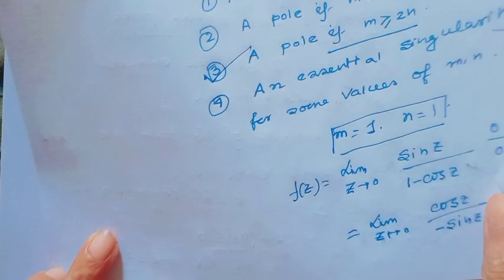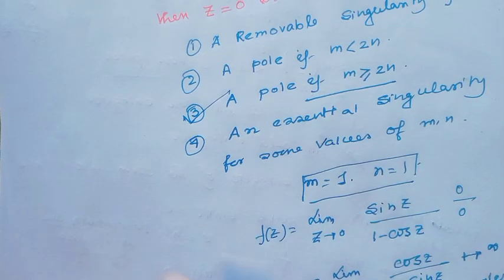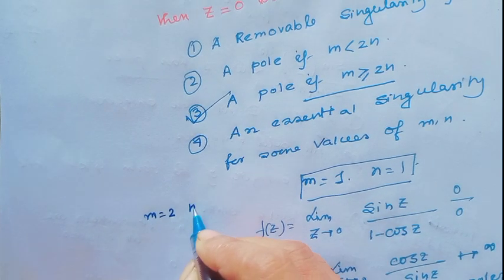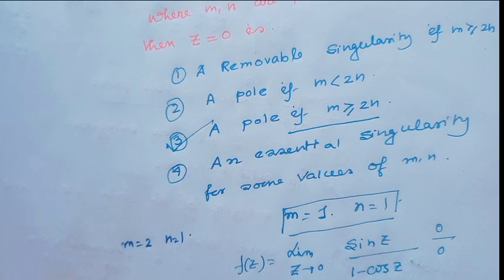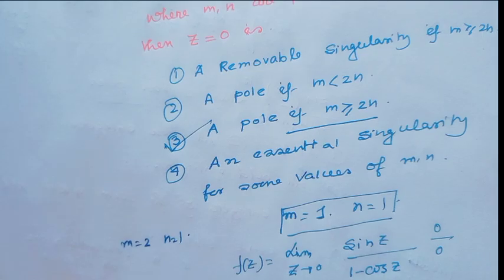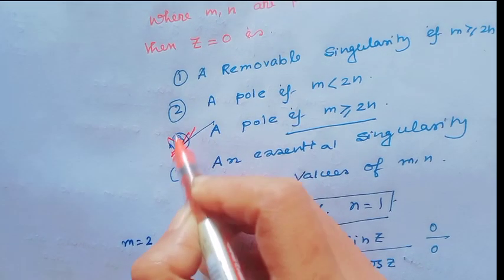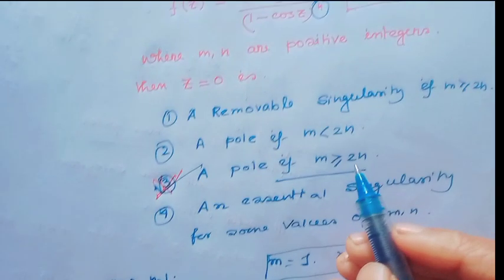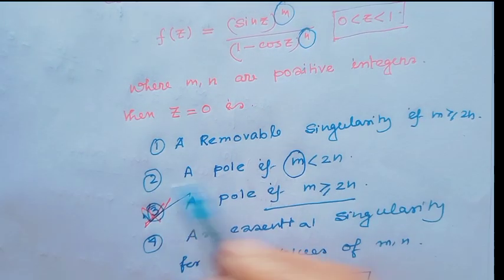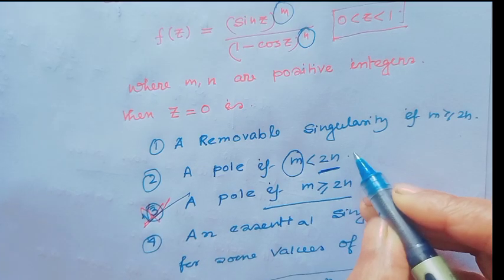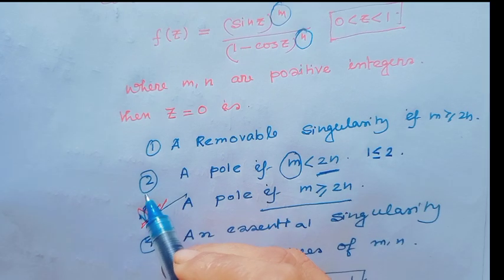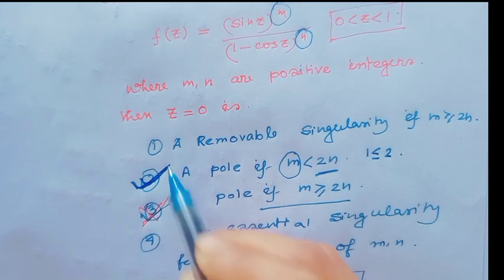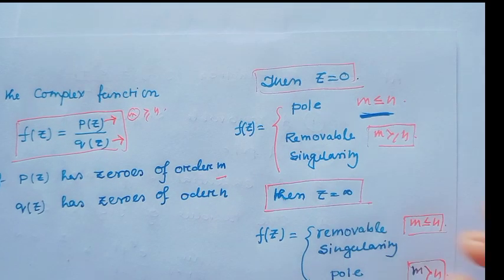Next, consider m equal to 2 and n equal to 1. This is wrong option. A pole when m is less than 2n. Since I have considered m equal to 1, that means 1 less than equal to 2, then this has a pole. Just look at the method. Pole when m less than equal to n.